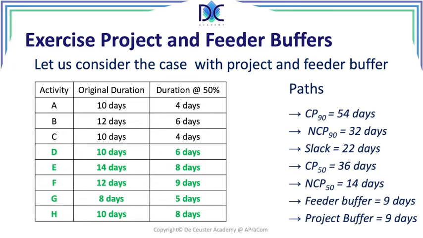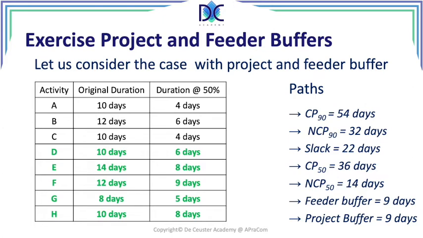When we look at the critical path with the 90%, we see that we have 54 days. The non-critical path also with 90%, there are 32 days, and we have a total slack of 22 days. The critical path, when we calculate the critical path with 50% probability, we find that it has a length of 36 days, and the non-critical path at 50% is 14 days.